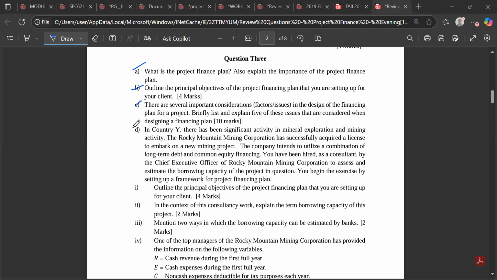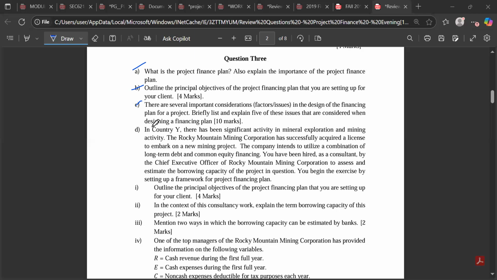Let's look at Part D now. It says in country Y, there has been significant activity in mineral exploration and mining activity. The Rocky Mountain Mining Corporation has successfully acquired a license to embark on a new mining project. The company intends to utilize a combination of long-term debt and common equity financing. You have been hired as a consultant by the CEO to assess and estimate the borrowing capacity of the project in question. You begin the exercise by setting up a framework for the project financing plan.